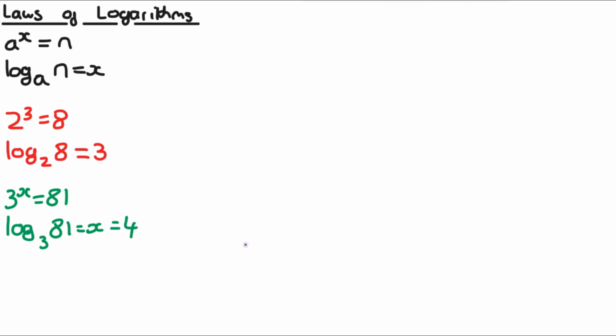Let's do another example. Let's say that 7 to the power of x is equal to 51, and we wanted to find x. We would do this because it would be the log base 7 of 51, and this would be equal to x, and if you put this into your calculator, this gives out a value of 2.02 to 2 decimal places.